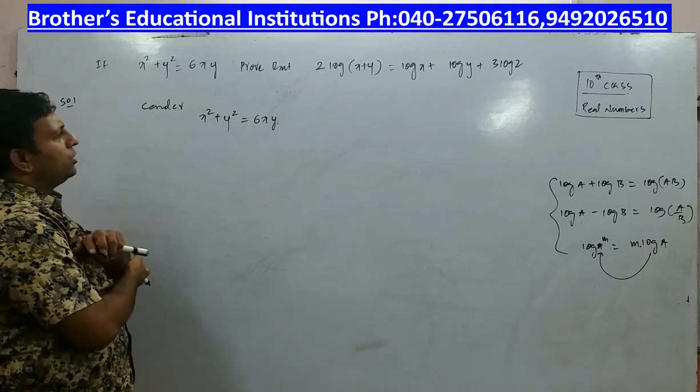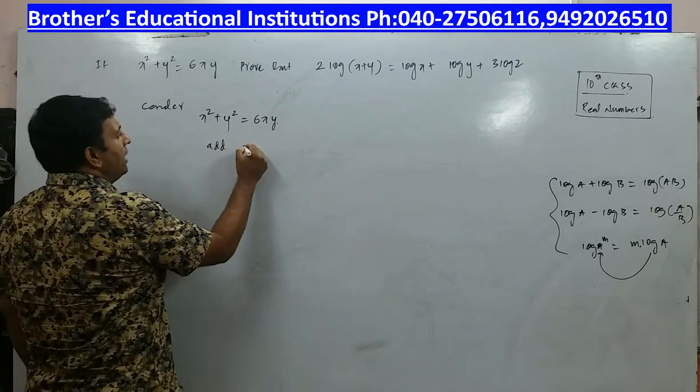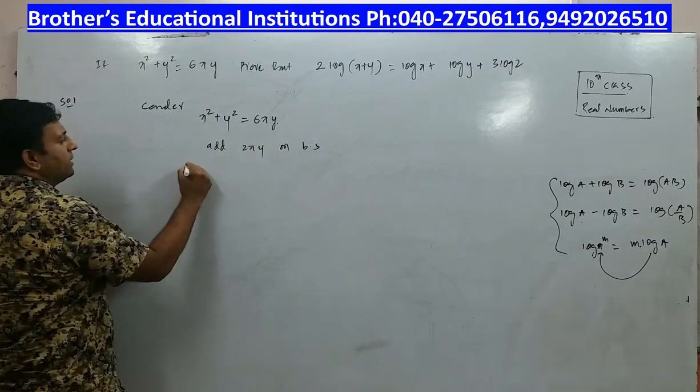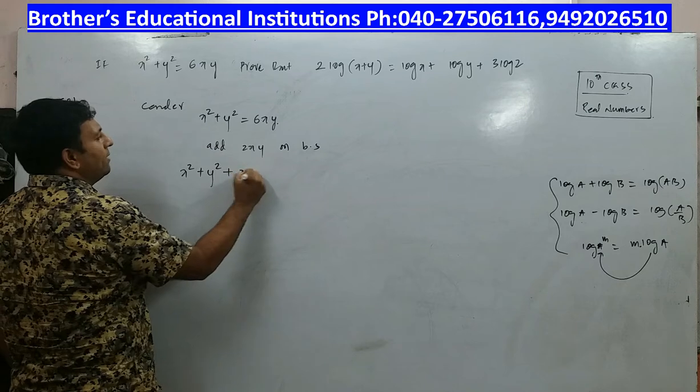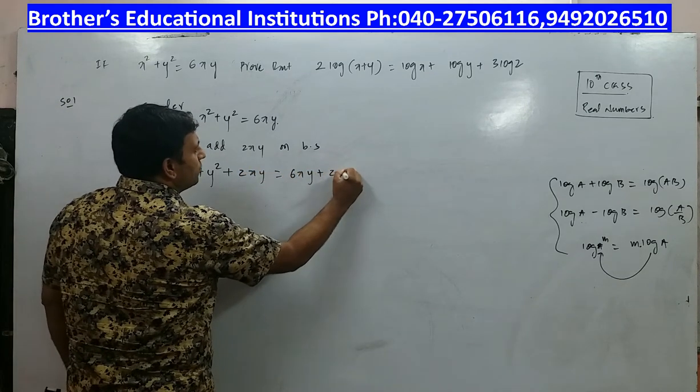Now, what am I going to do? I am going to add 2xy on both sides. I will say add 2xy on both sides. So, it is x square plus y square plus 2xy is equal to 6xy plus 2xy.